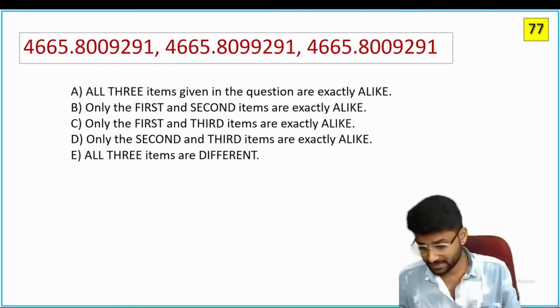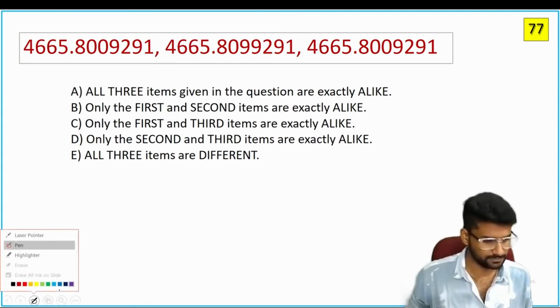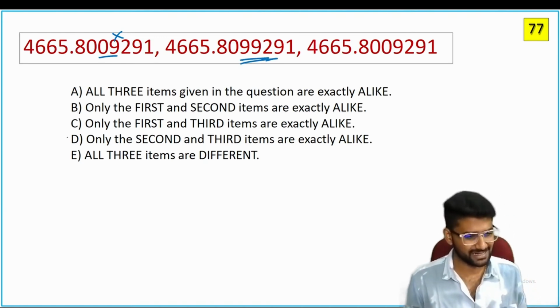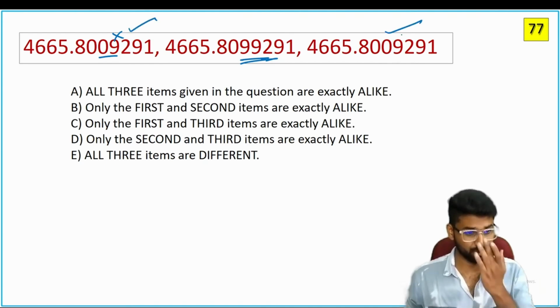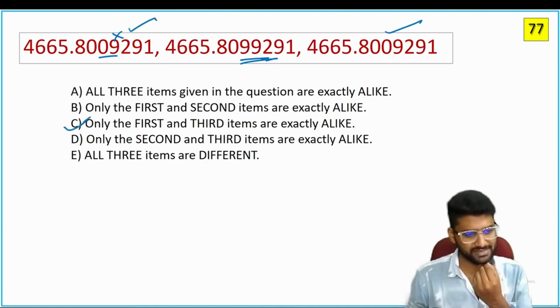Next. Does it look the same or different? So it's not at all the same. It shows 09, it's a 99. So don't choose option A. The first and second items are not exactly the same. Even 80, 80. See guys, here 1 and 3 are the same. 8009291. Now which option are you going to choose? The first and third look exactly the same.